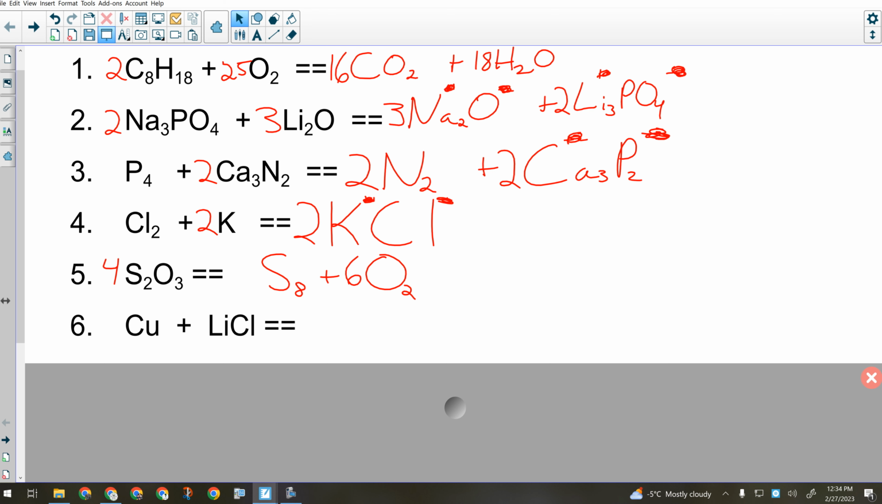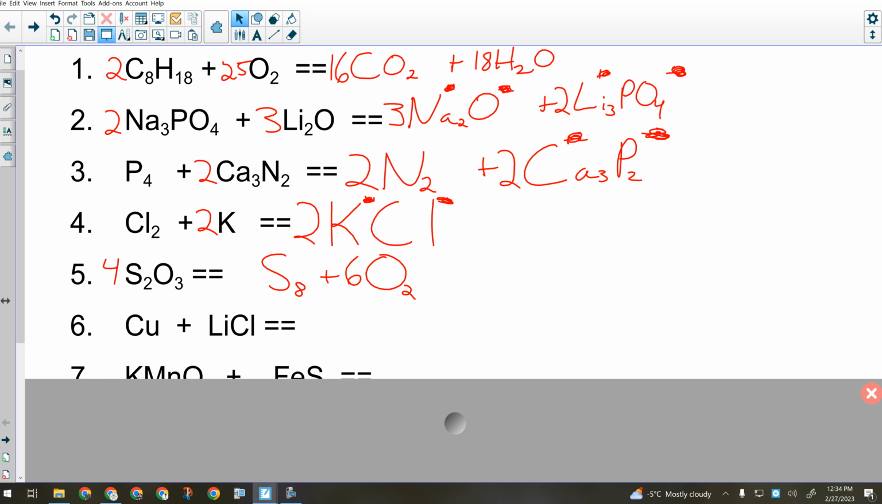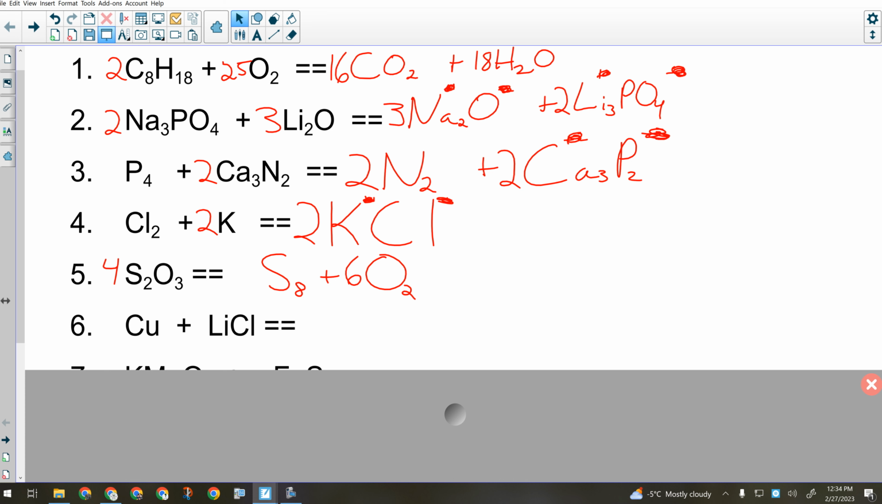All right, and then for number 6, there's something that comes up in number 6 that's important for us to know how to deal with. I've got copper, which is an element, reacting with an ionic compound, lithium chloride. Now, that's a single replacement reaction. Copper's the metal, so it's going to swap out the metal here, and that means that lithium is going to end up by itself, and now copper is going to end up with chlorine. Now here's my problem. Copper has more than one possible charge. How do I know which one?